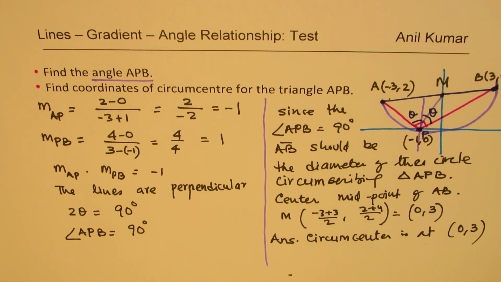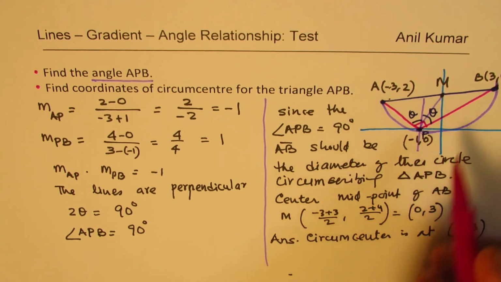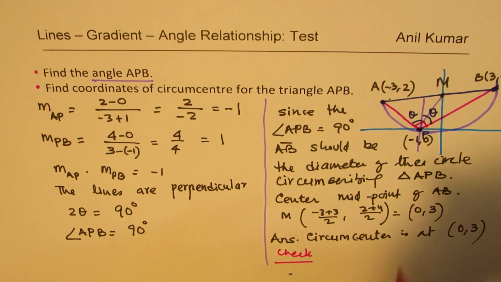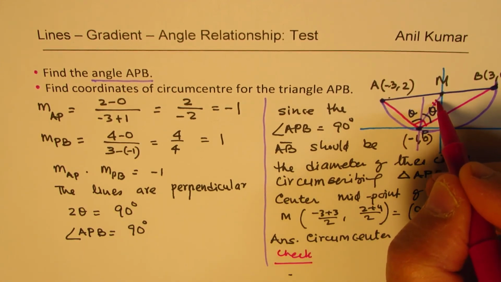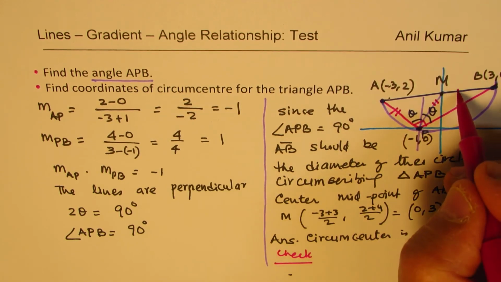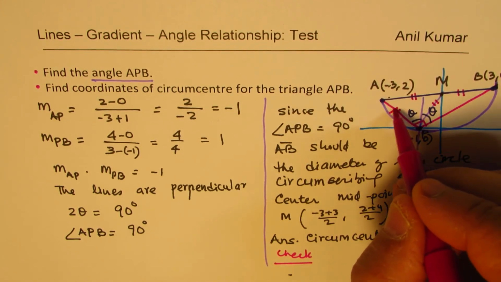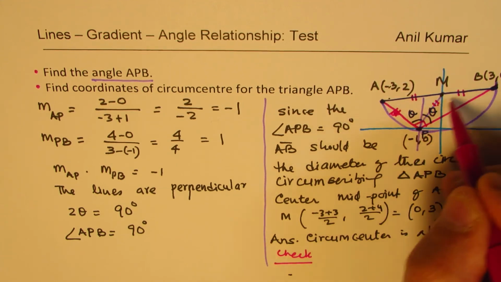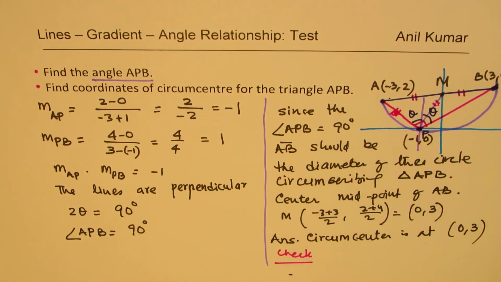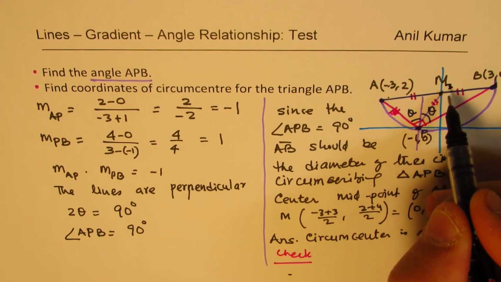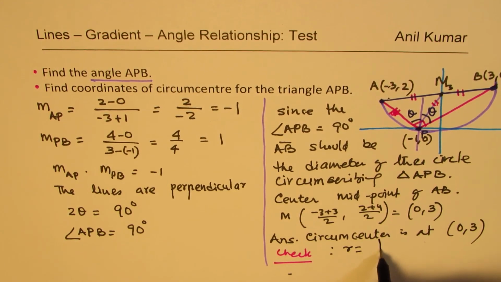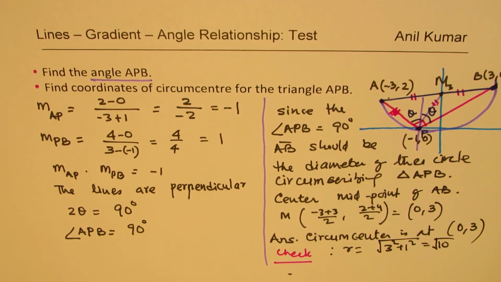Perfect. Now as an exercise, what you could do is verify the result, right? Check if all these points are the same distance. So these 3 points should be at the radius, correct? So that is what it is. And it looks like the radius is what? This is 3, right? So the radius is equal to square root of 3 squared plus 1 squared, which is square root of 10. So that is actually the radius for this particular circle, and the center is at (0, 3). Does that make sense to you, right?